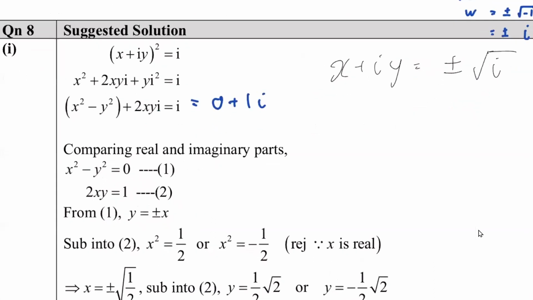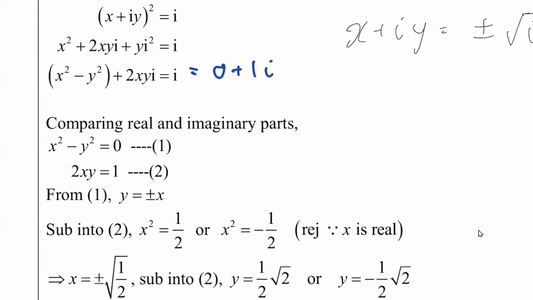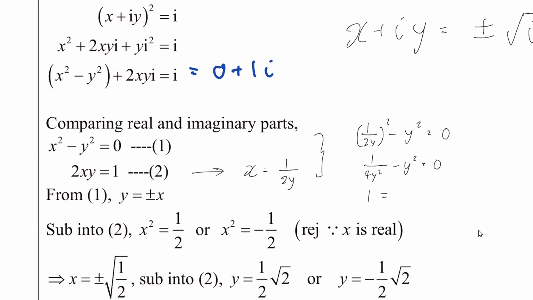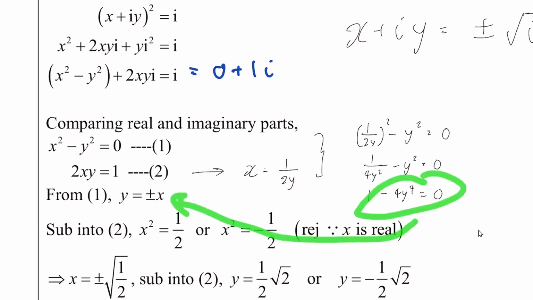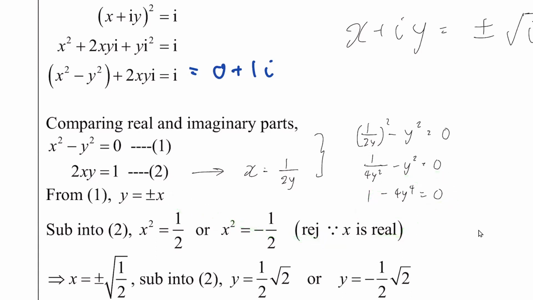How? You can just make one of them the subject. So let's say for this one, you make x equal to 1 over 2y. Then in that case, the equation becomes (1 over 2y) squared minus y squared equals 0. Simplify, you get 1 over 4y squared minus y squared equals 0. Multiply throughout by 4y squared, you get 1 minus 4y to the power 4 equals 0. Then you can use a GC. Actually, let's not use a GC. Yeah, you can actually just solve it manually.